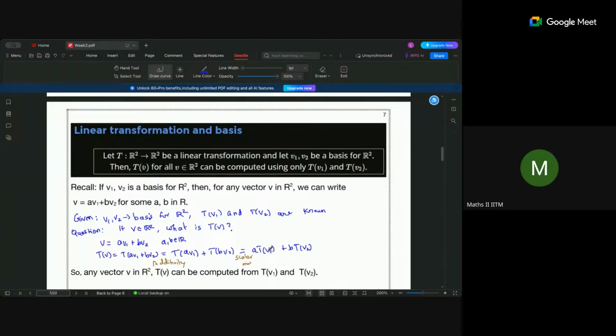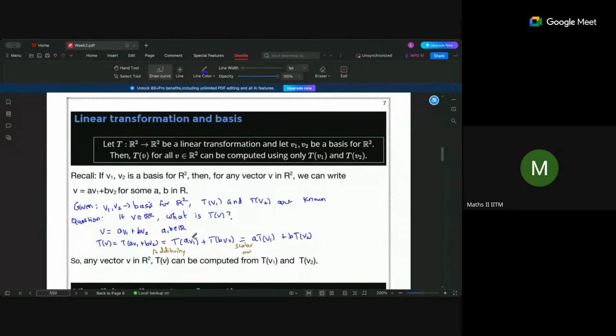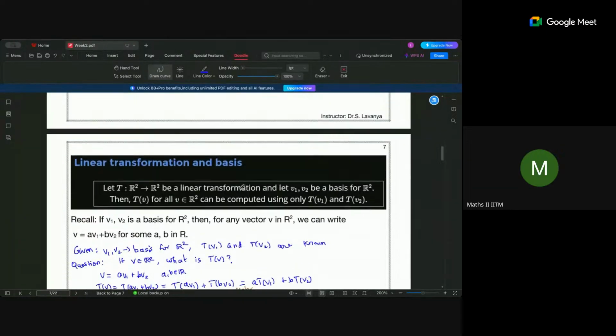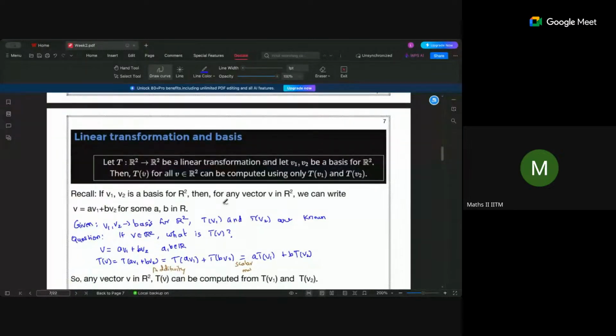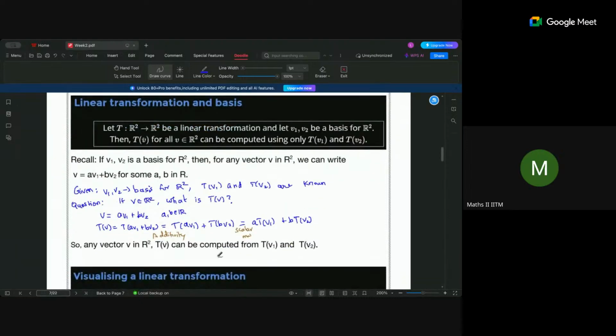Here TV1 and TV2 are already known to you. Since V1 and V2 are a basis, you can find what A and B are for a given V. So all the values in this expression are known to you, and you can find T of V for any V. Is that clear? So if you have a basis and the images of the basis for a linear transformation, then you can find the image of any vector in R2. That is what is given to you. Is that clear so far? Okay, fine.